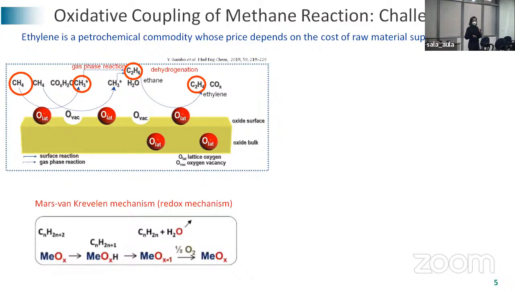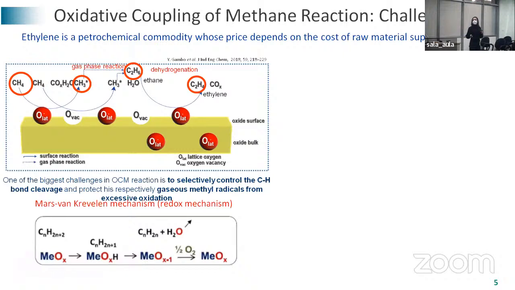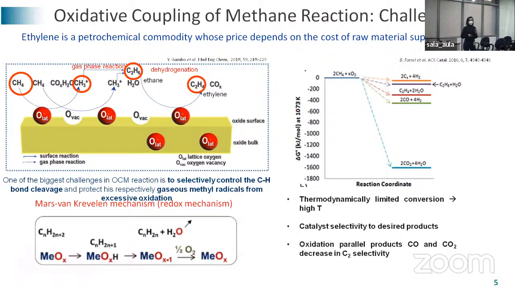The literature reports many kinetic mechanisms, but there is strong evidence for the Mars-van Krevelen mechanism. In this mechanism the oxide lattice takes part in a redox reaction cycle. I can list several challenges involved in this reaction. The biggest challenge is that from the thermodynamic point of view, the production of CO and CO2 is more favorable than forming ethane and ethylene. This is why the first step, the abstraction of hydrogen from the methane molecule, is very important, and these methyl radicals have to be protected to form ethylene and not be over-oxidized to form CO and CO2.